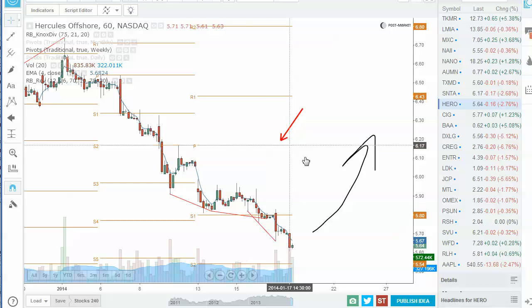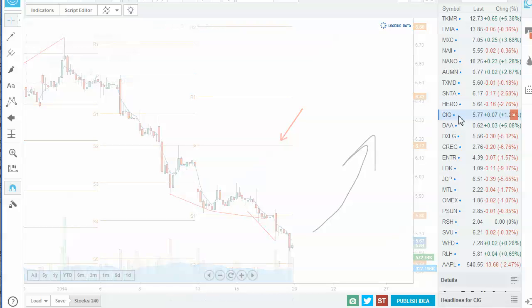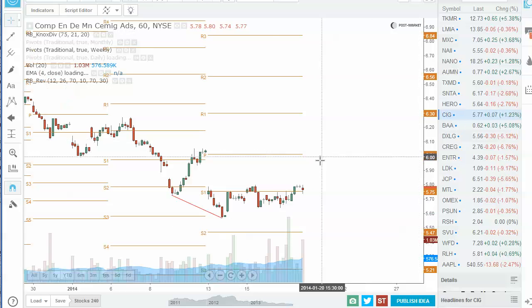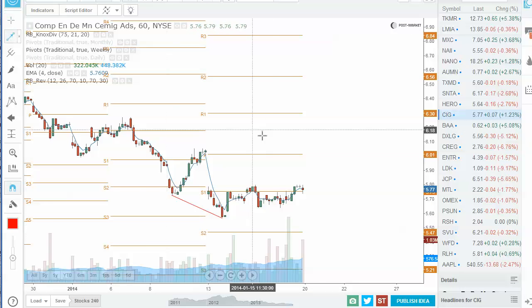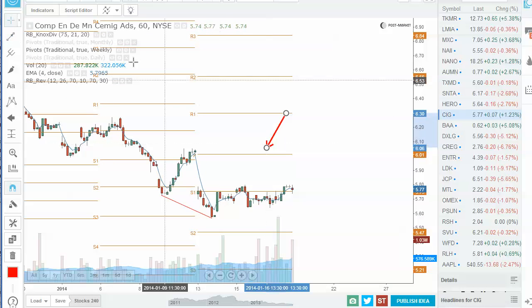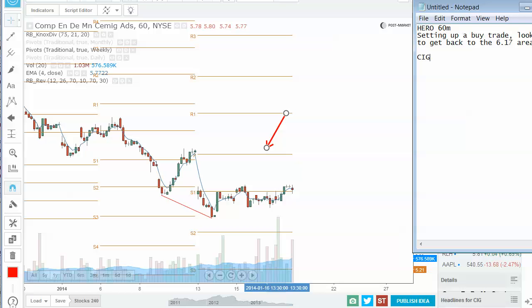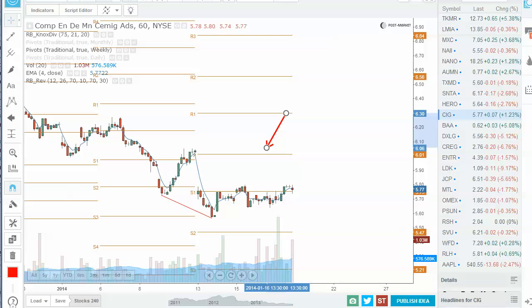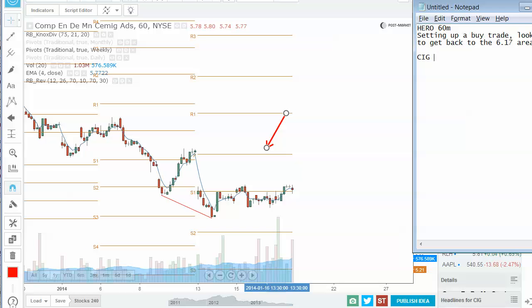So then I'll also grab a picture of that chart and throw it in there, and I'll move down to the next chart after that, and then I'll say, well, look at this. There are a few of these setting up actually. So CIG is setting up also. I'm looking for that to get back into about the $6 area. So 60-minute chart, setting up a buy, looking to get to $6.10.